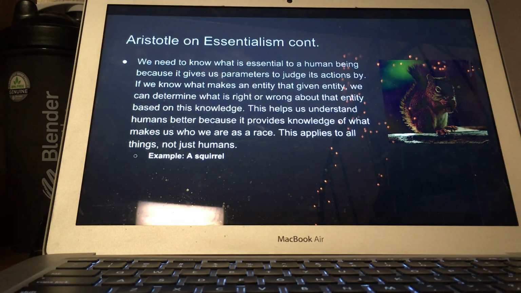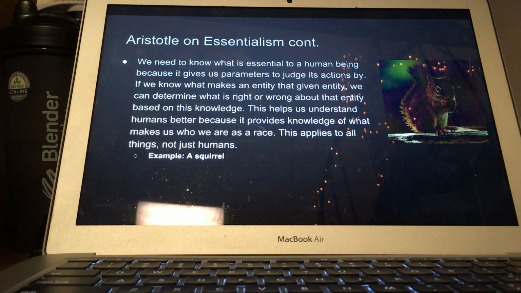We need to know what is essential to a human being because it gives us parameters to judge its actions by. If we know what makes an entity that given entity, we can determine what is right or wrong about the entity based on this knowledge. This helps us understand humans better because it provides knowledge of what makes us who we are as a race. This applies to all things, not just humans.